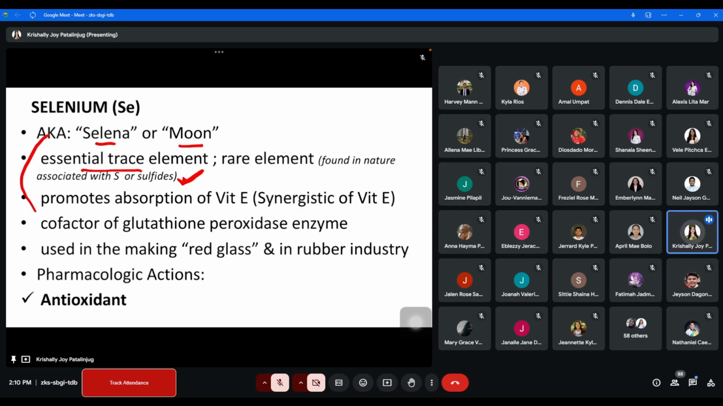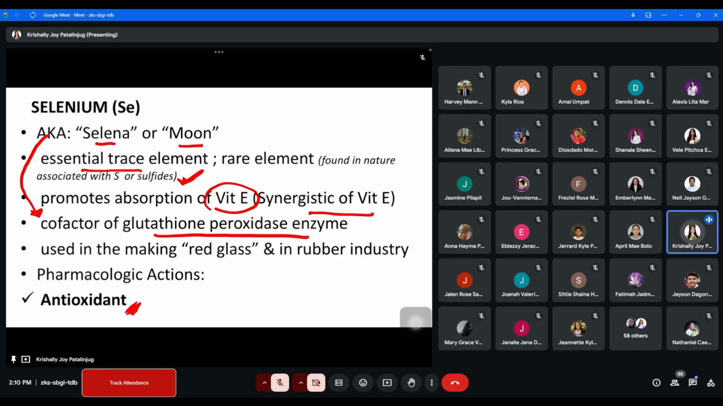In our body, very essential siya kasi it promotes absorption of vitamin E. Being an essential trace element, it's a regulator. It promotes regulation as well, no, ng enzymes. Glutathione peroxidase enzyme. So yan yung kumbaga cofactor to activate glutathione peroxidase enzyme in the body, then selenium is needed. And mainly this is used as an antioxidant.